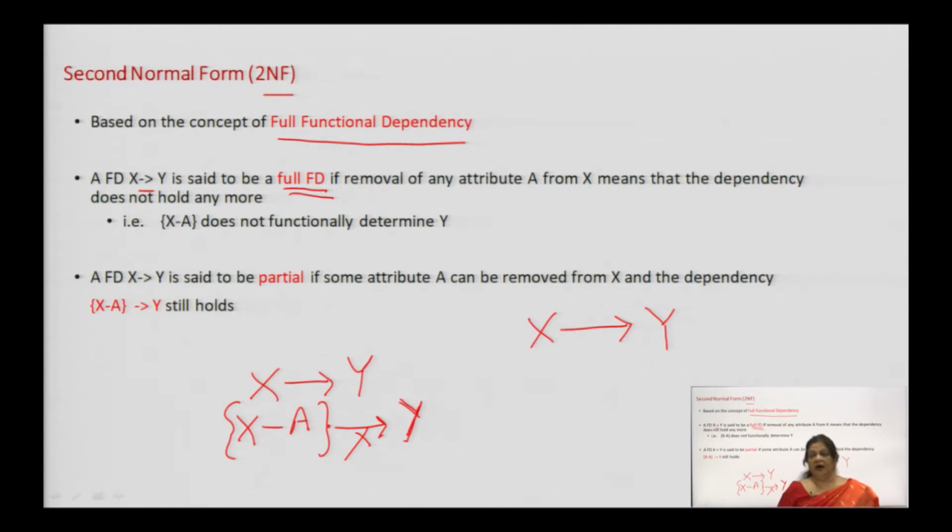On the other hand, if after the removal of the attribute A the dependency X minus A to Y still holds, then we say that this dependency is a partial functional dependency. And like I said earlier, the second normal form is based on the full functional dependency.